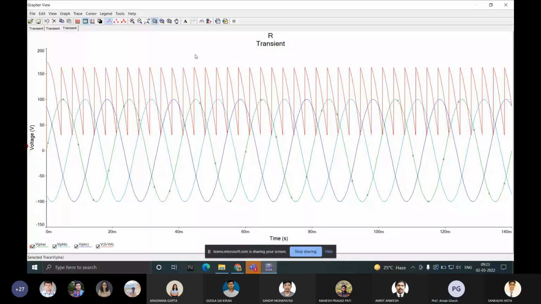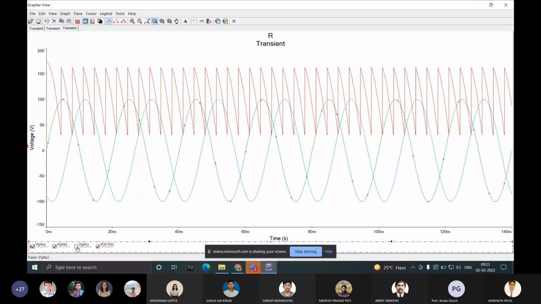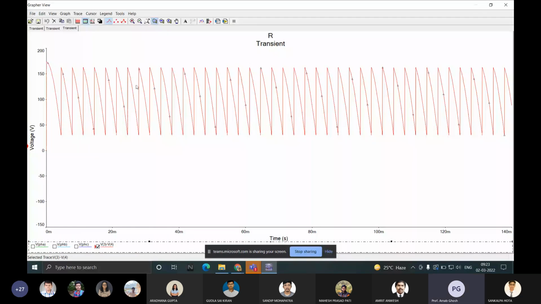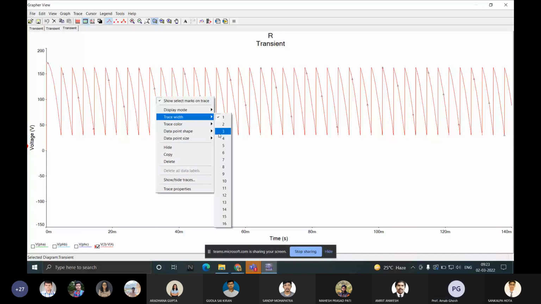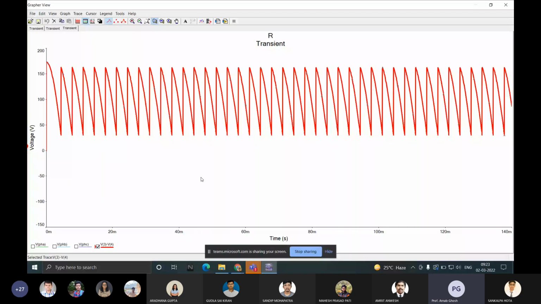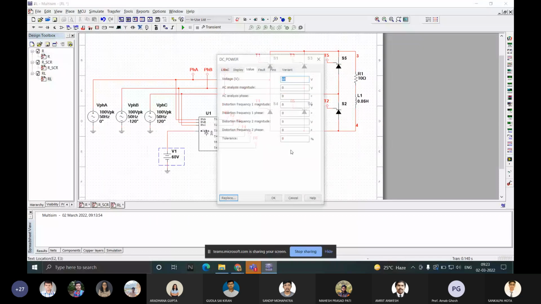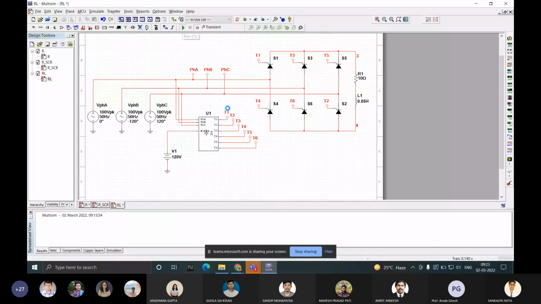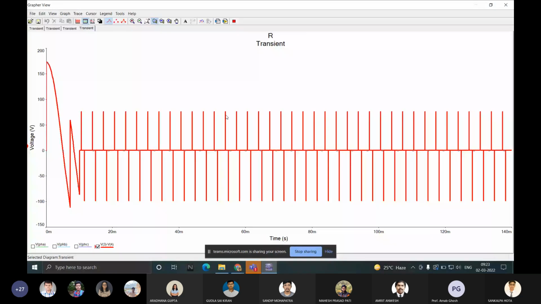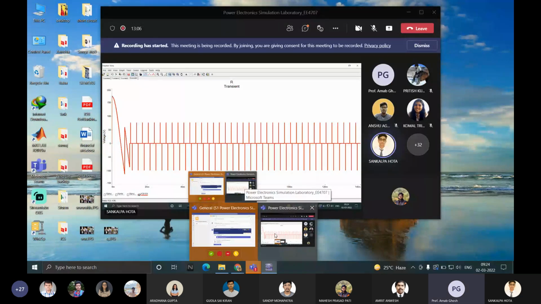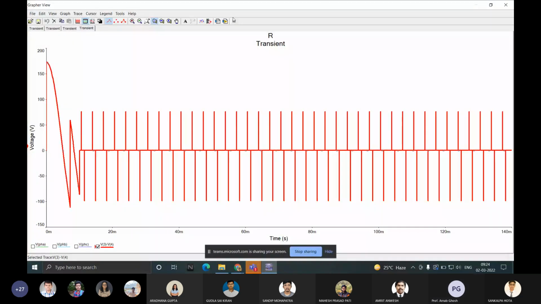Sir, this is the output for the 60-degree firing angle. And is this your output response? Yes, sir. Okay, so make it 120. Sir, output for 120. It is coming almost zero.